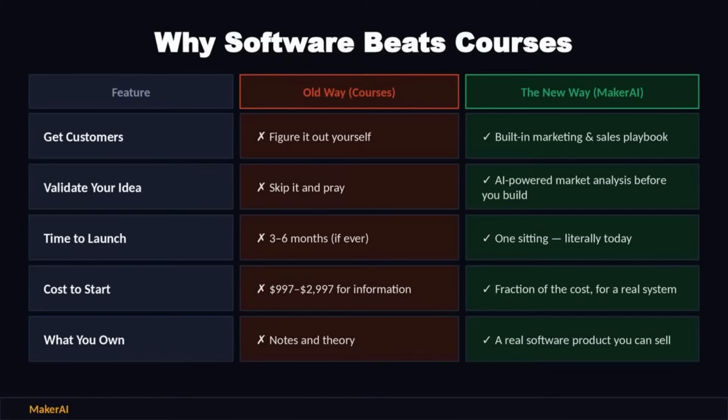There's a higher perceived value on software, and it's an easier sell because it usually does the work for them. With courses, to get customers, you had to figure it out yourself. You had to validate your idea. You don't know if the course is going to sell, right?